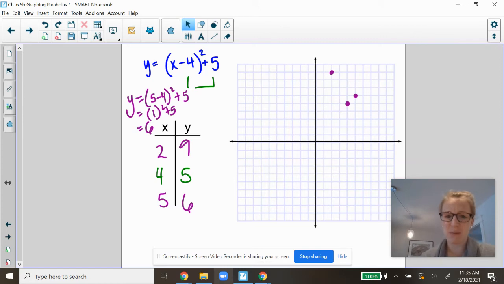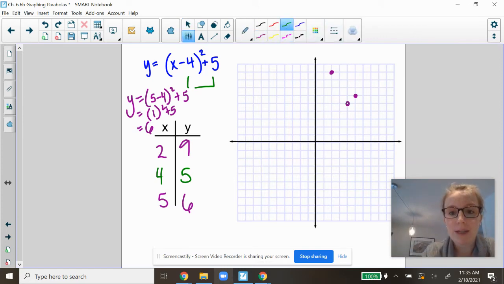Now, this doesn't really look like a graph, right? This is tricky. So what I want to think about is I want to know, okay, this is my vertex, right? That was my 4, 5. So I want to think about my line of symmetry. Well, if my line of symmetry goes like this, right? I can think, well, the replica of that point is going to be over here, right? And the replica of this point is going to be over here, right? Because they're the same distance from my line of symmetry. Now I have a nice U shape.